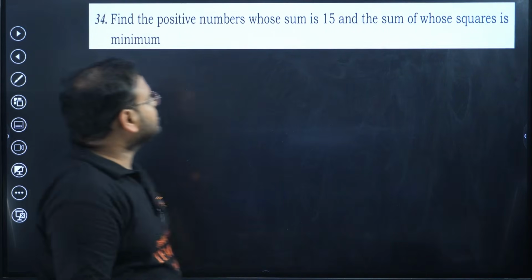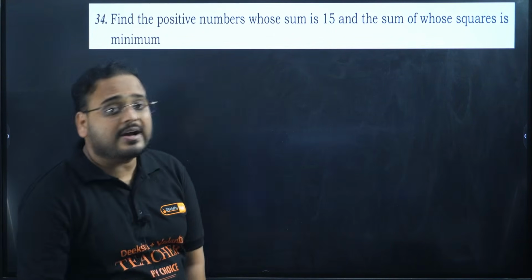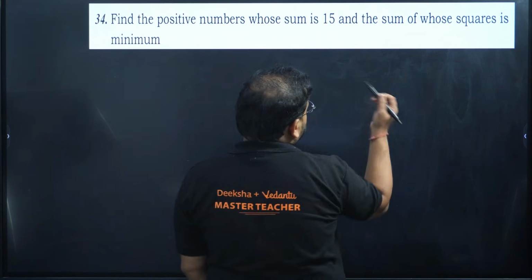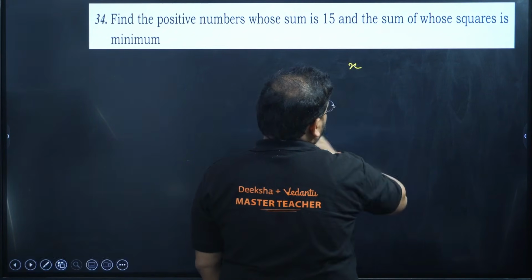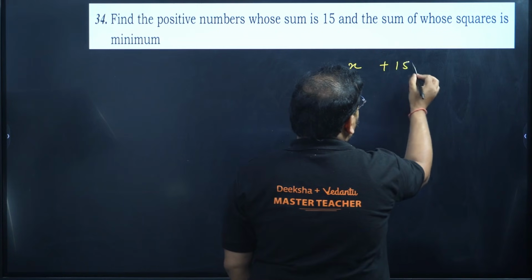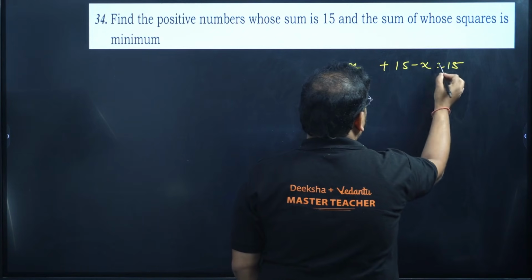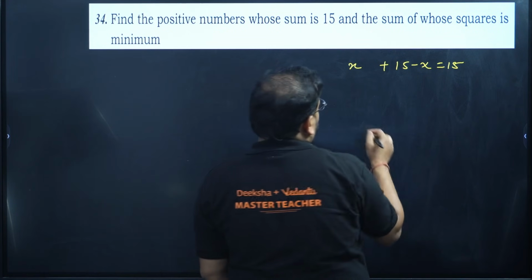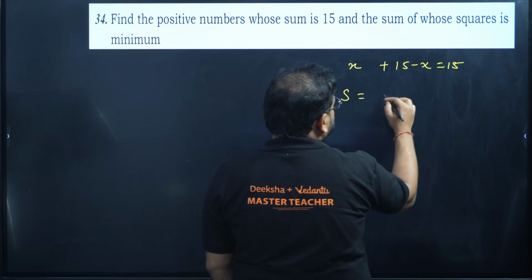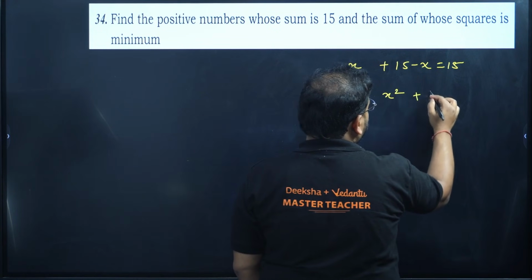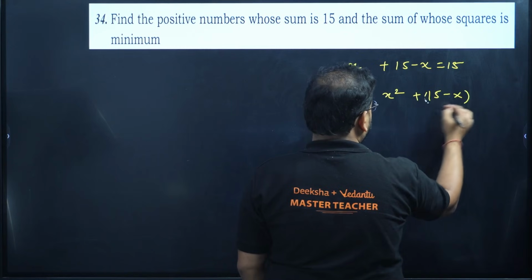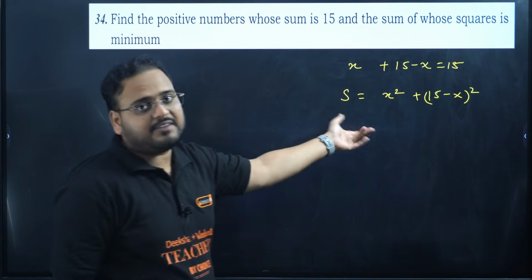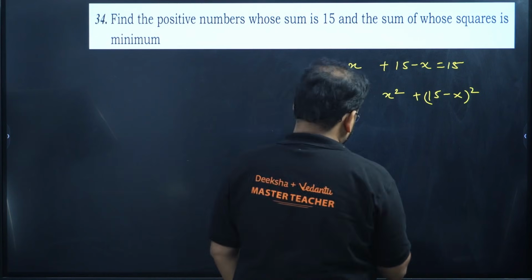Find the positive numbers whose sum is 15 and the sum of whose squares is minimum. If you have to find the two numbers whose sum is 15, let's say x is the first number, the other will be 15 minus x. Clear, right? Then only the sum will be 15. For the sum of the squares to be minimum, let's write the sum of the squares as x square plus 15 minus x the whole square. I have to minimize this, which means I have to differentiate and find the critical values.